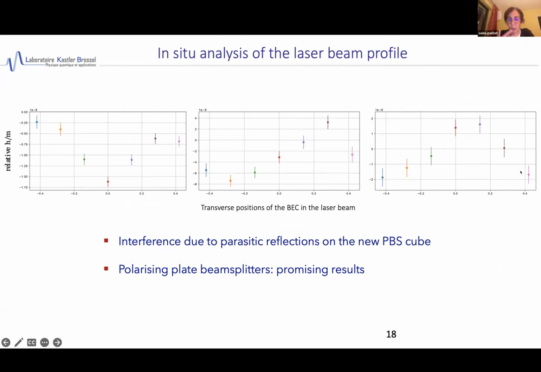And in fact, we observe that the new PBS cube induces parasitic reflection that induces interference, and our method allows us to see this interference.